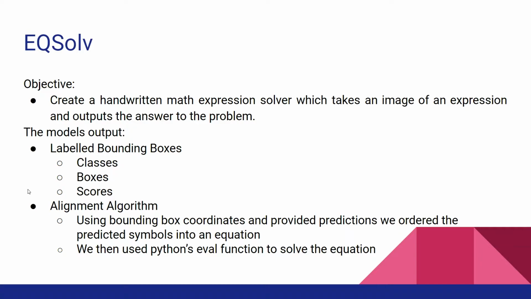The objective is to create a handwritten math expression solver which takes an image of an expression and outputs the answers to the problem. The model outputs labeled bounding boxes such as classes, boxes, and scores, and an alignment algorithm uses bounding box coordinates and provides predictions. We ordered the predicted symbols into an equation. We then use Python's eval function to solve the equation.